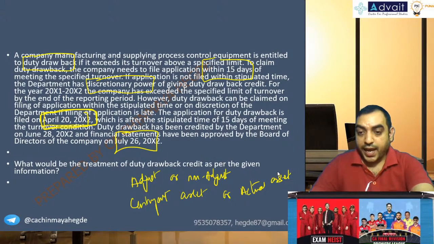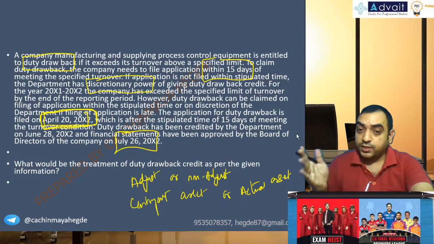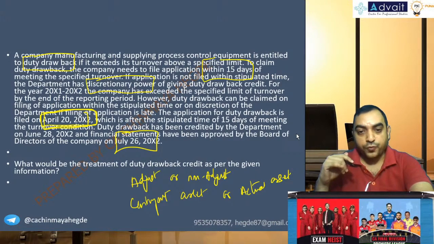Okay, it's adjusting and contingent asset. Now I'll read the institute solution and I'll try to explain that as well. Let's go for the institute solution.